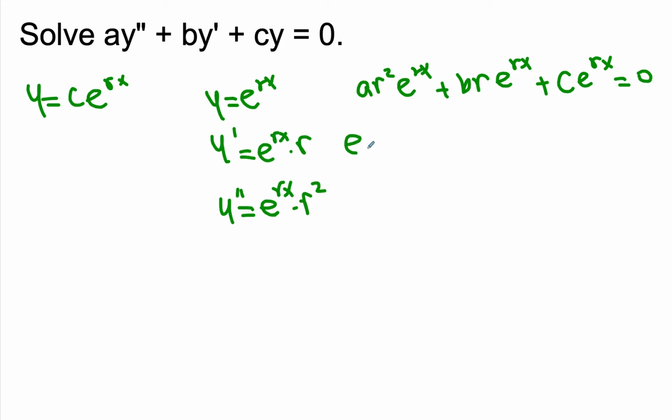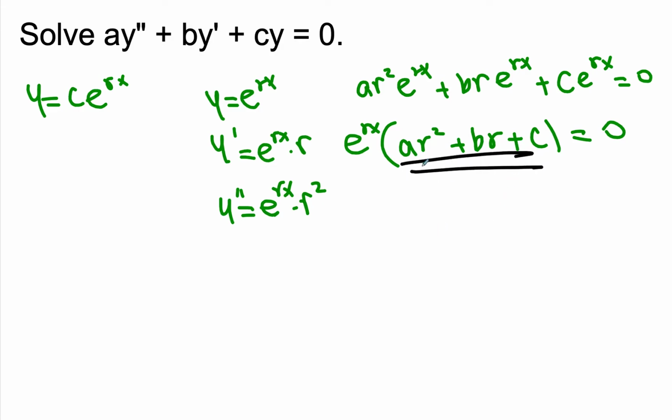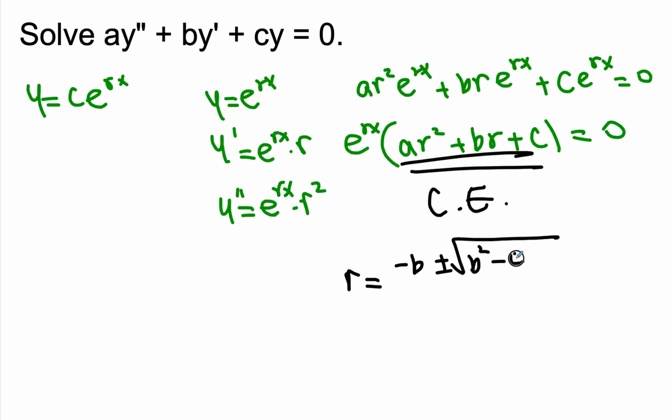So when you factor out e to the rx, guess what? We get a r squared plus b r plus c equal to 0. And here you can see that we call this one a characteristic equation. And then of course r will be, when you solve it, negative b plus or minus square root of b squared minus 4ac all over 2a. You know, the quadratic formula. Generally, that would be the solution for r.